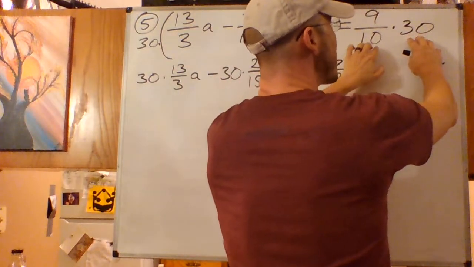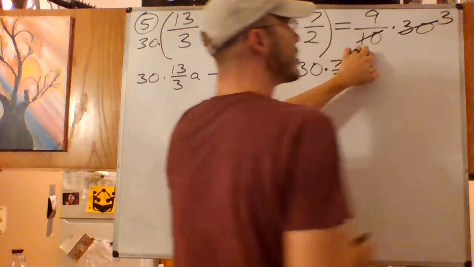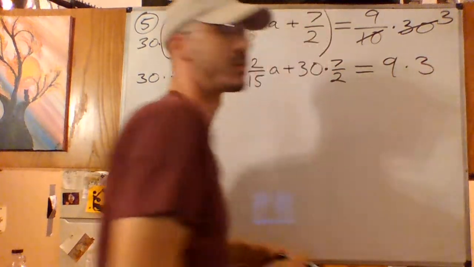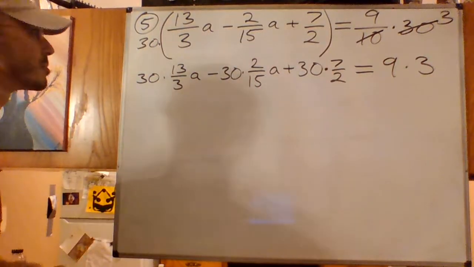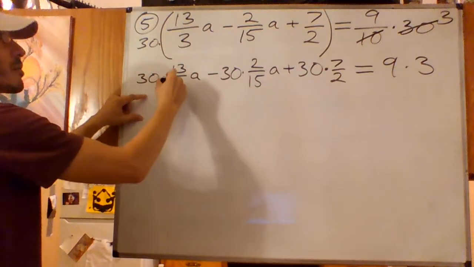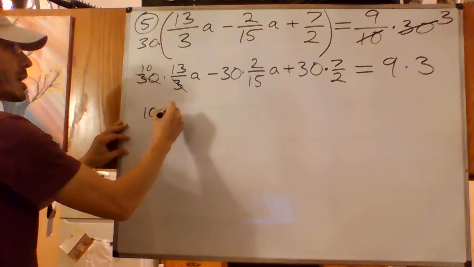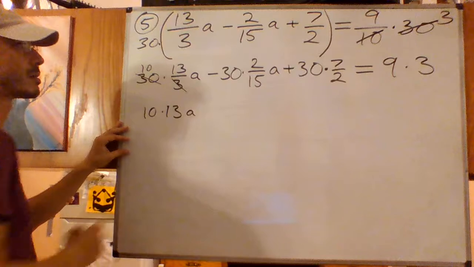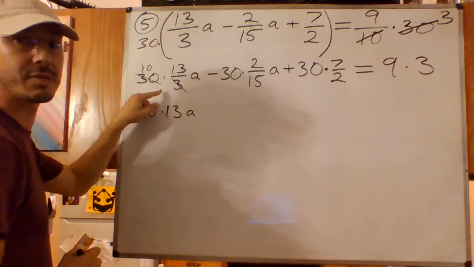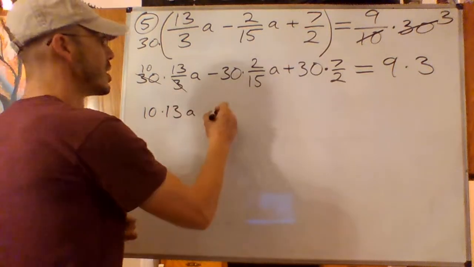10 and 30 have a common factor of 10 that I can cancel out, that'll leave a 3. So this side is really 9 times 3, once I cancel that 10. Now I'm going to come back and start working through these terms and canceling these also. The 3 and the 30 cancel, leaving a 10. So I have 10 times 13a. The factor of 3 up here and the factor of 3 down here, leaving just 10 times 13a.